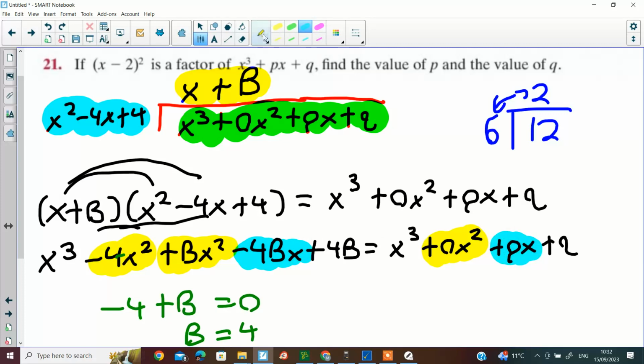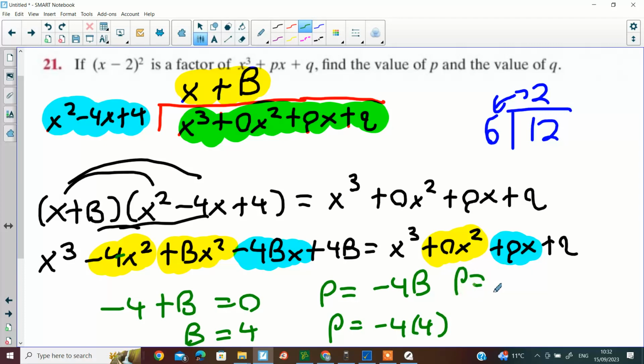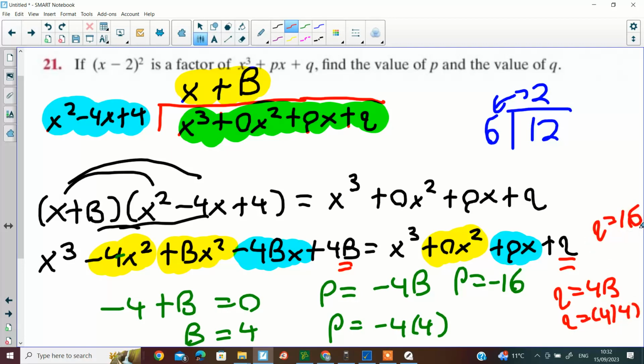What does that mean for P then? P is minus 4B. And what's B again? I think I'm getting minus 16. Okay. And Q, what about Q? Q is 4B, isn't it? And what's B again? 4 times 4, 16. I'm going to pause here and take any questions.